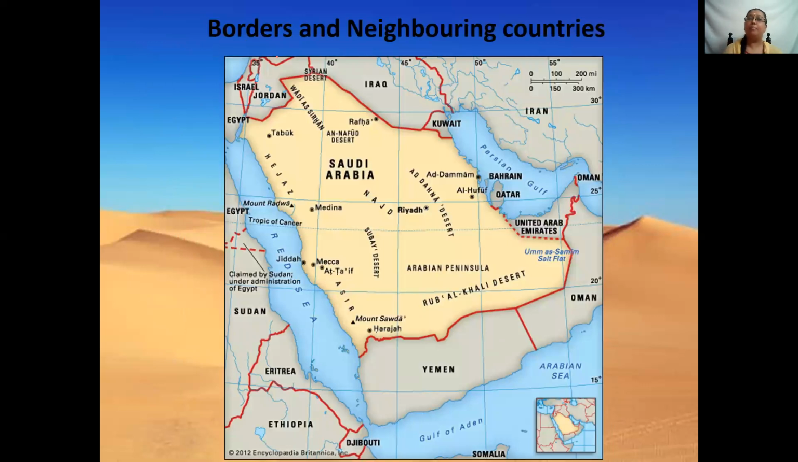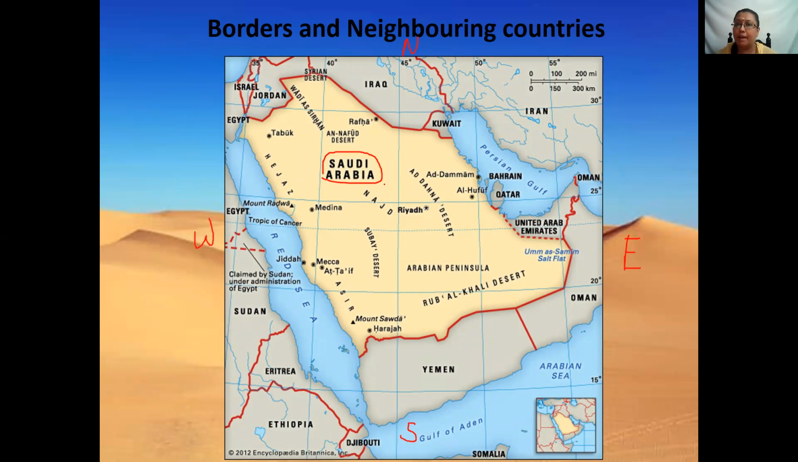Now let us see the borders and the neighboring countries of Saudi Arabia. Now, this is Saudi Arabia. This yellow color region is the Saudi Arabian country. Let us see what is there surrounding Saudi Arabia. Let us start from the north. First, let us mark the direction. This is north, this is south, this is east, and this is west.